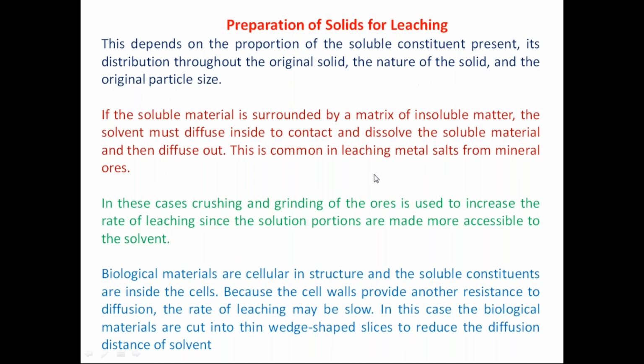This is common in leaching metal salts from mineral holes. In the mineral holes, what will happen? There is a matrix, and the matrix will be surrounded by insoluble matter. This matrix means there will be solid material, soluble material, and also insoluble materials. These soluble materials will be covered by insoluble matter. Therefore, the solvent must diffuse inside to contact and dissolve the soluble material and then diffuse out. This will take a lot of time, and the rate of leaching will be affected. So this is common in leaching metal salts from minerals also.